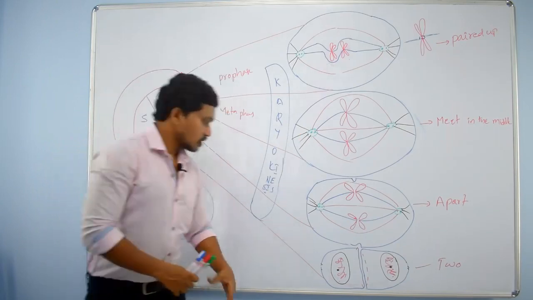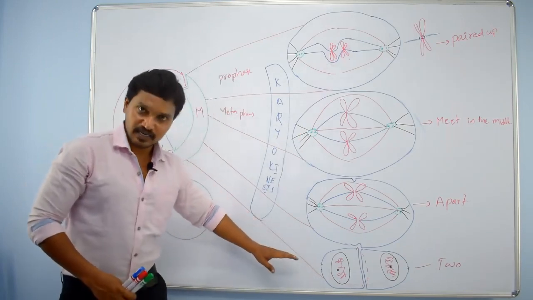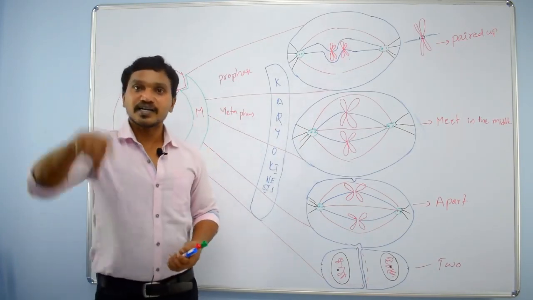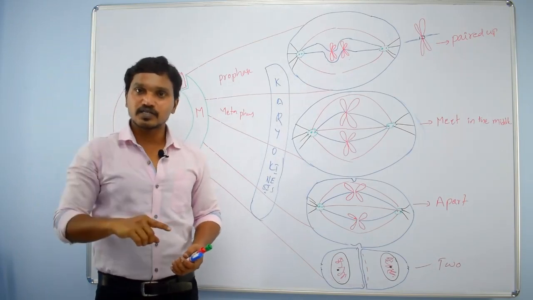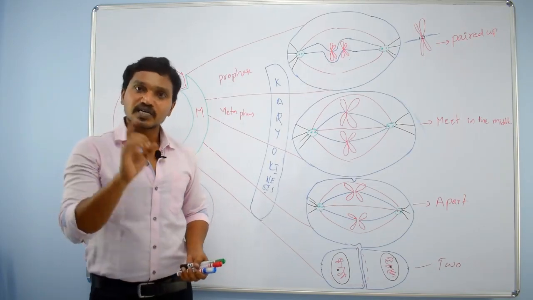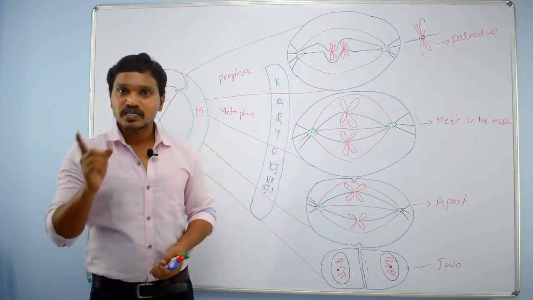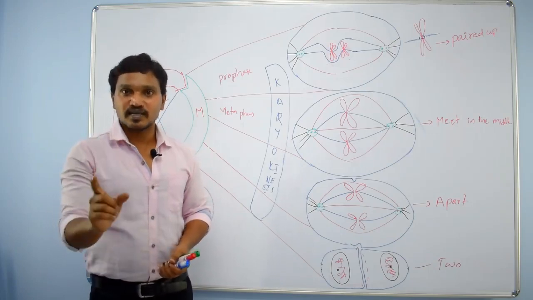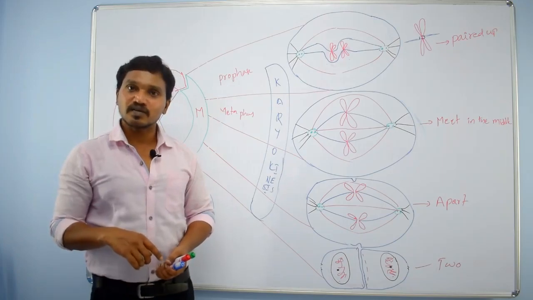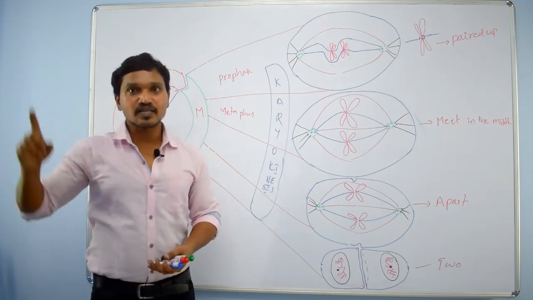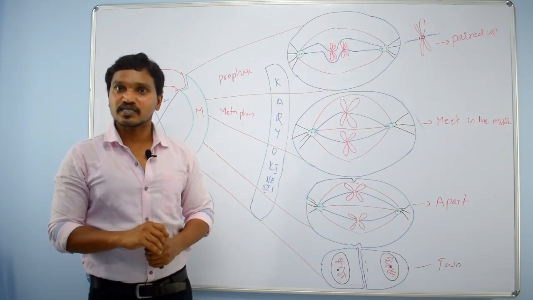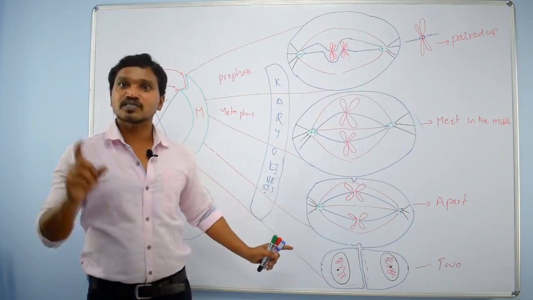Clear? Then once this cell divided, these cells are identical to each other and identical to the mother cell. That's why this division we call equational division. Equational division will occur in the somatic cells. Right? And another cell division is there. What is that division? Reduction division. That will occur in the sex cells. That I will tell you in the next class. Right? Mitosis is somatic cells, meiosis sex cells.